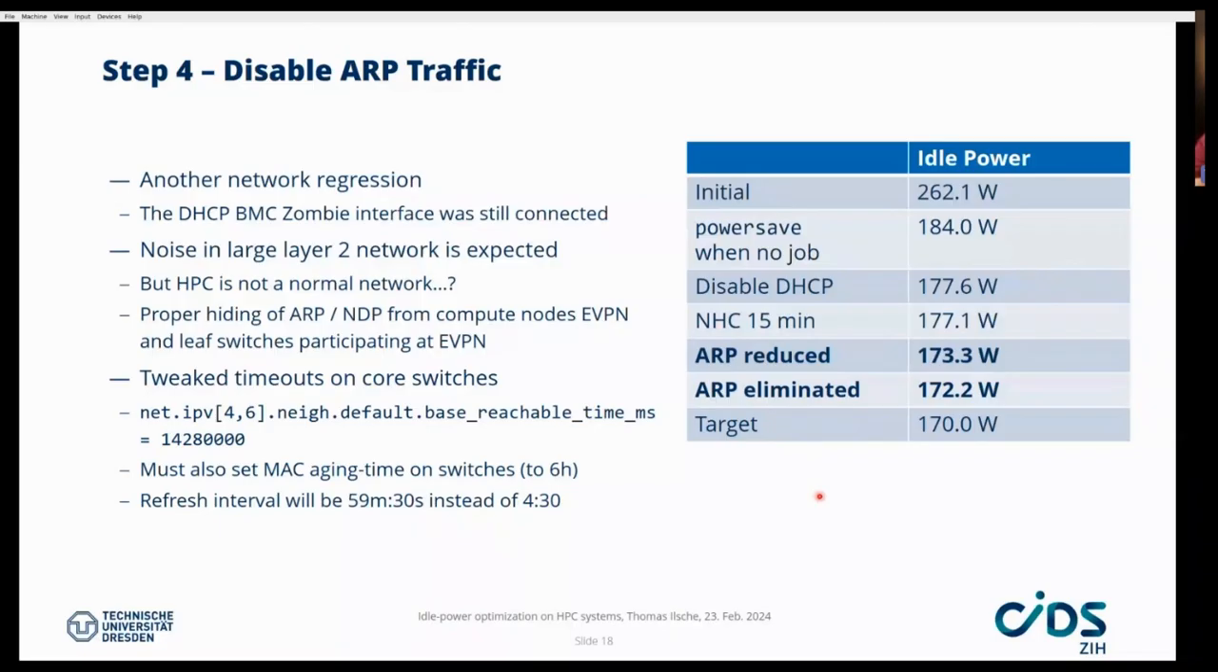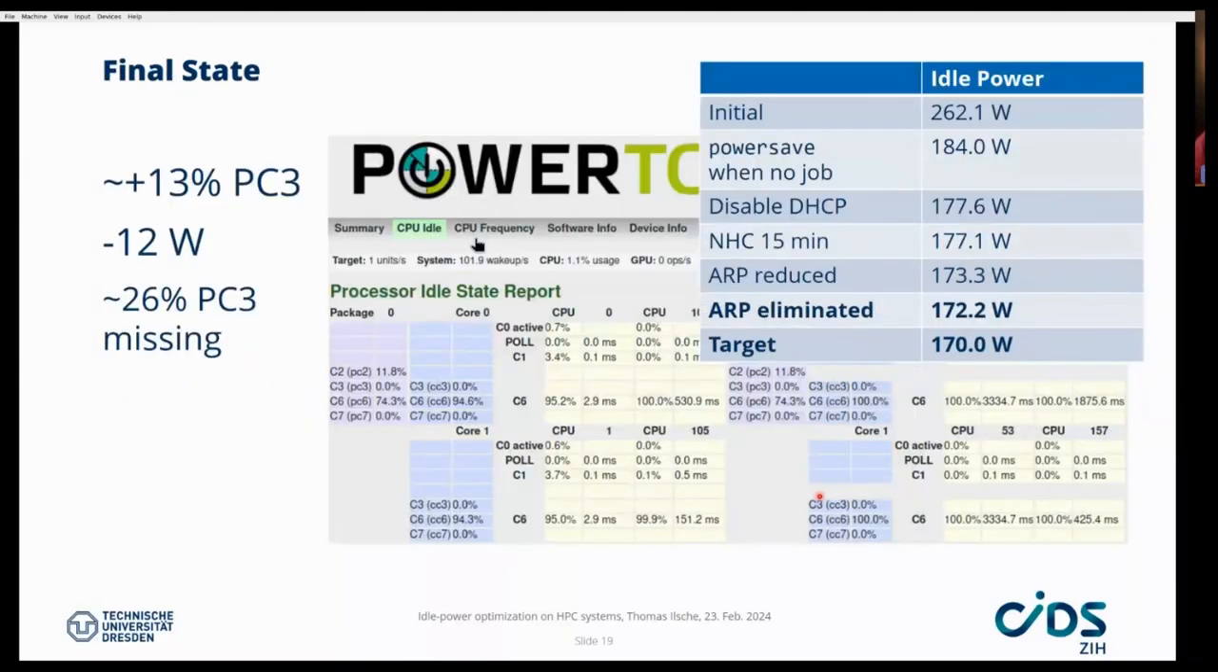And we finally tweaked certain timeouts on the core switches. So this was, again, sort of just increasing the interval in which this traffic happens, such that it does not have such an impact. And with that, we were able to reduce the power consumption here from these 177 watts down to 172 watts, again 5 watts. So this was not exactly perfect, but this was the final state after the acceptance.